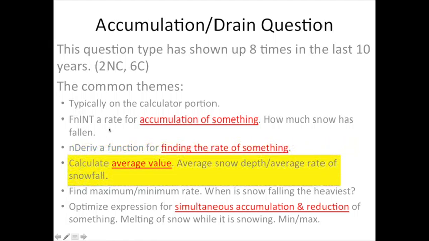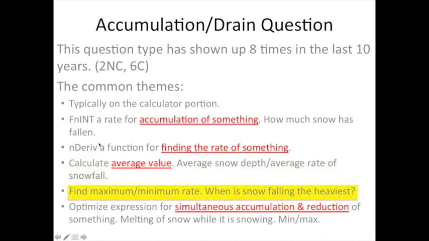Sometimes if they have you do an fnInt, they'll definitely have you do an average value. Since you've already done the fnInt, you can then just divide it by the interval width to get the average, like for instance, the average snow depth or the average rate of snowfall over a certain time period. I kind of alluded to it with the nDeriv, finding a maximum or a minimum rate. You know, when is the snow falling the heaviest?